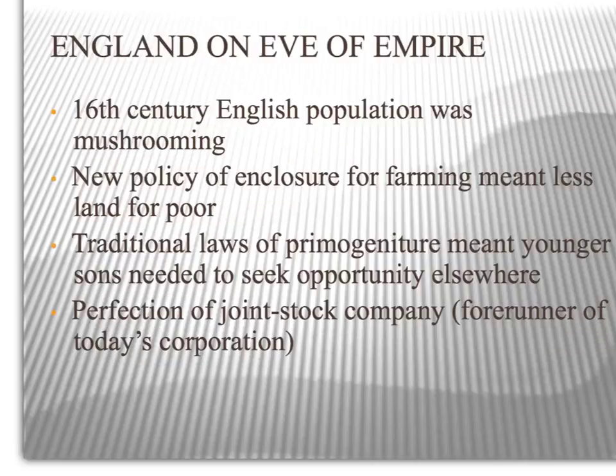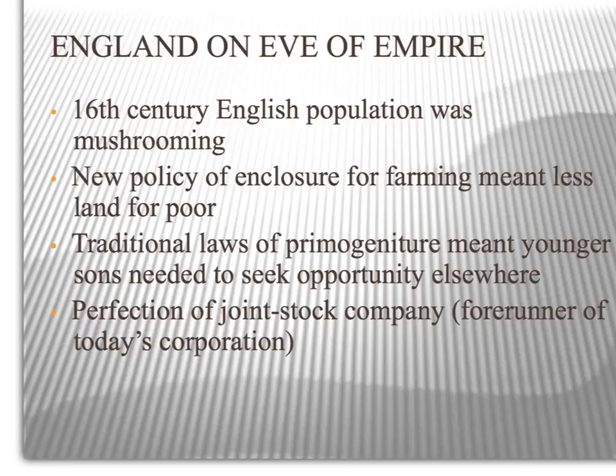So on the eve of empire, why was England ready? The 16th century English population was mushrooming, so it was becoming overpopulated. One of the things that began to happen too is that the English began to enclose their farmland, and they started enclosing it for grazing, for sheep, right? Because they were starting to produce textiles out of wool, and this is going to be part of what leads to the Industrial Revolution. The traditional laws of primogeniture meant that the younger sons needed to seek opportunity elsewhere.